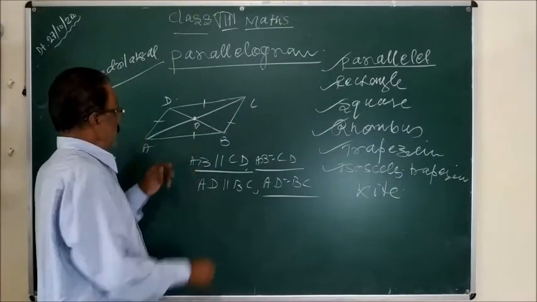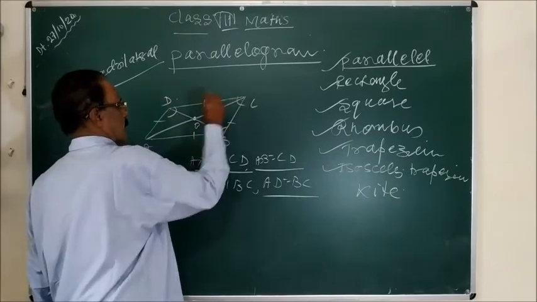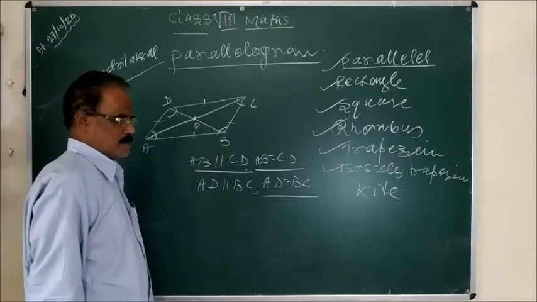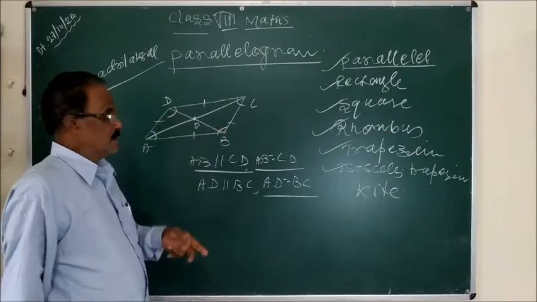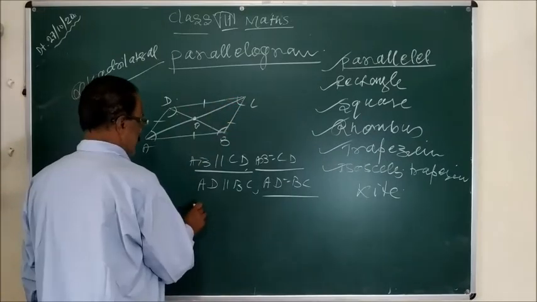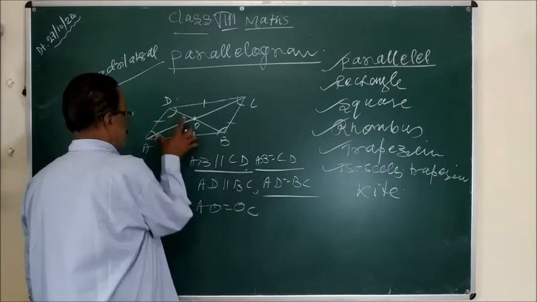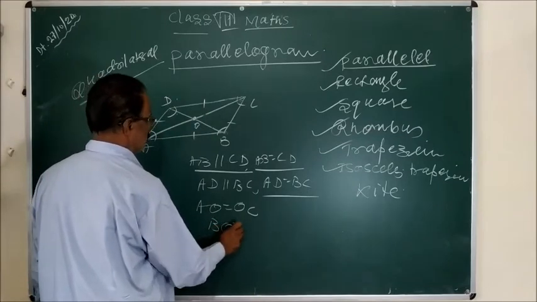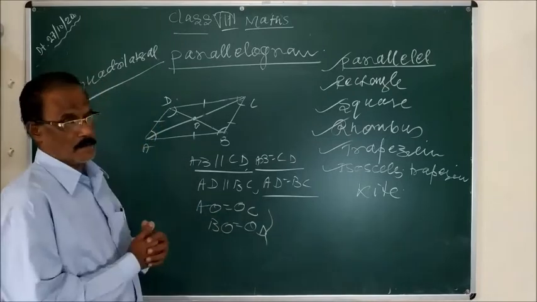Properties: opposite angles are equal. Angle B is equal to angle D. Angle C is equal to angle A. And an important property, the diagonals bisect each other. The diagonal bisects the other diagonal. Therefore, what will happen? AO is equal to OC. And similarly, BO is equal to OD. These are some properties of a parallelogram.